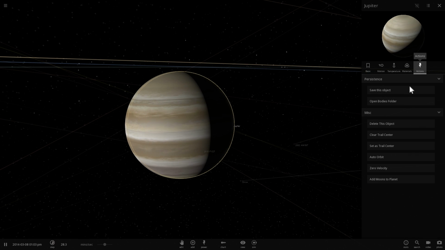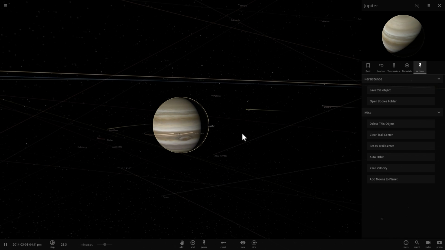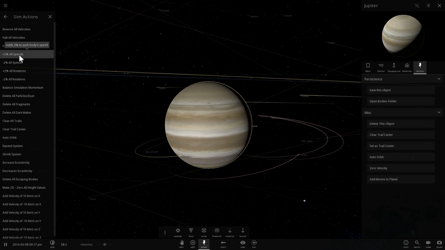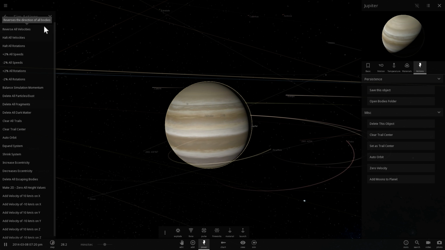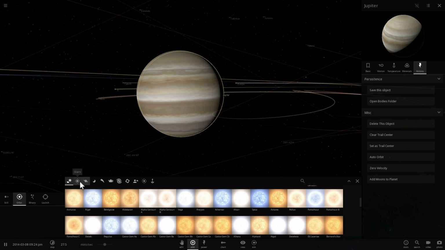So if we were to add moons here, you'll see that there's going to be quite a lot of them orbiting already. We're going to basically just keep them here, and just to accelerate time, we're going to erase some of the objects we don't need, like fragments and asteroids and such. And let's place Earth somewhere here.